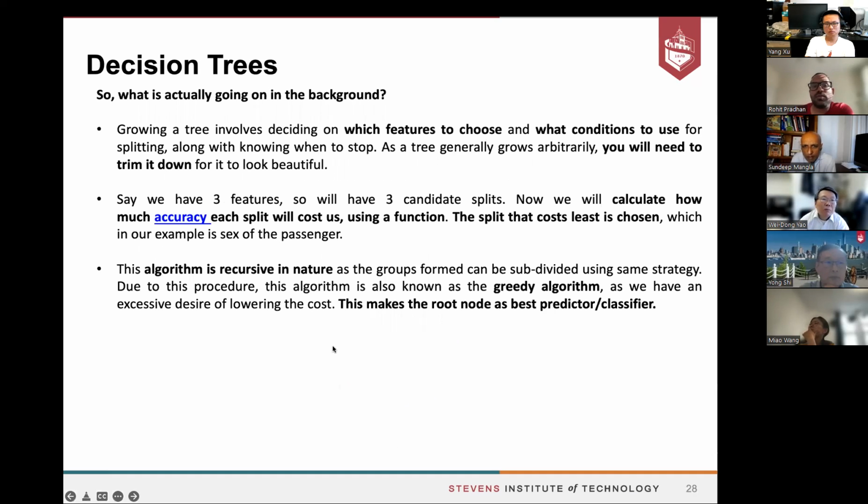Yeah. So what's going on in the background? Growing a tree, deciding which features to choose, and what condition we should use for the splitting.